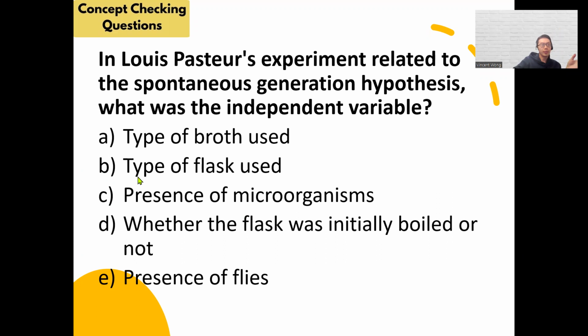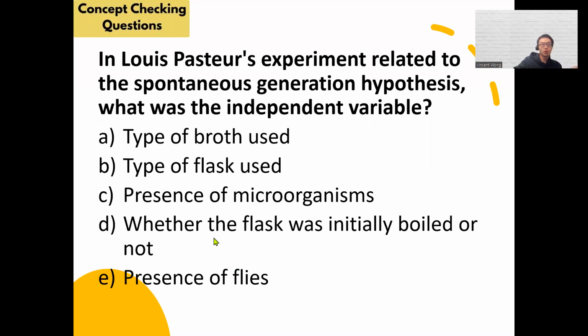Okay, so the correct answer would be the type of flask being used. He can control it, to have the swan neck or just a regular bottle. It's not the type of broth. The broth actually would be a standardized variable. He has to use the same broth for the experiment to be valid. The presence of microorganisms would be the dependent variable. That was what he was observing in the end.